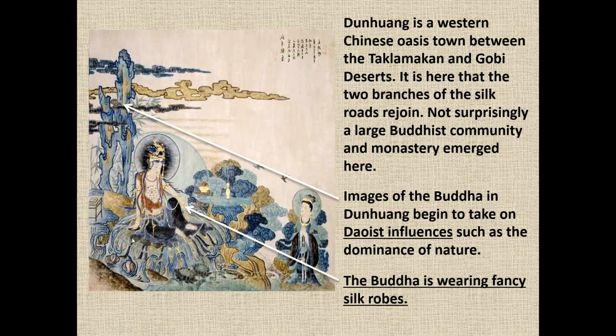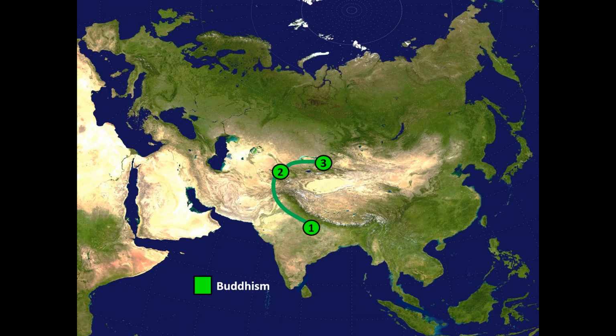If we look at these images, we see all of that cultural syncretism. In this one, the Buddha in Dunhuang begins to take on Taoist influences, such as a dominance of nature. Again, the closer Buddha gets to the mainland of China, the more Taoist principles it takes, such as a dominance of nature here. The Buddha is also wearing fancy silk robes because silk was exported out of China through the exchange networks. Hence, we call the main exchange network in Asia the Silk Road.